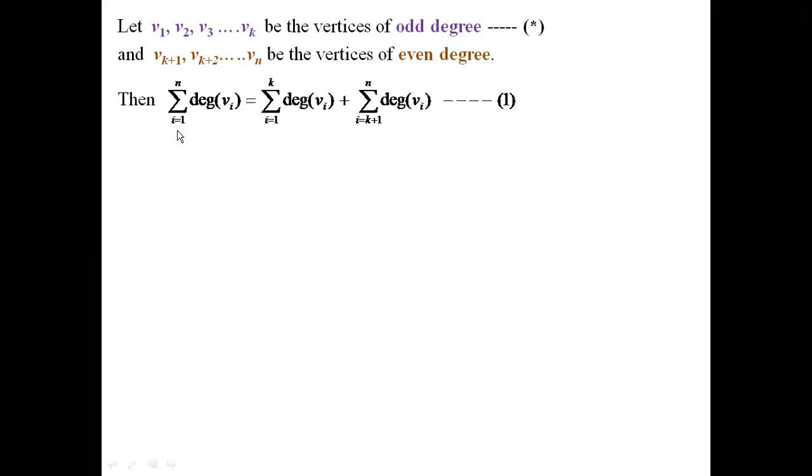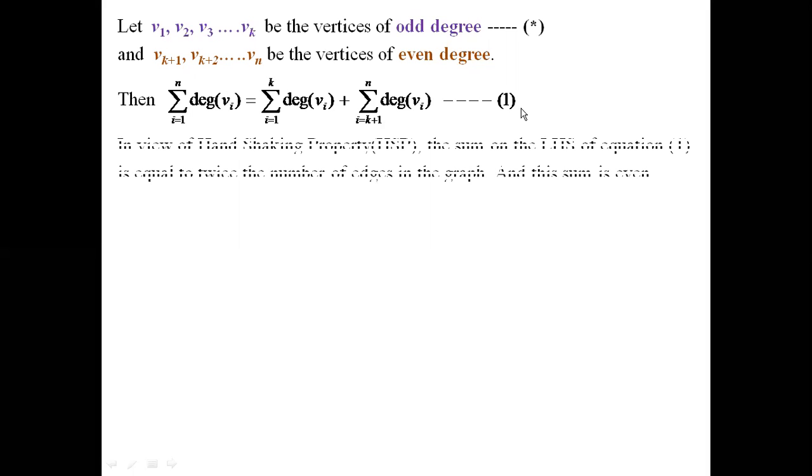Then the sum of the degrees of all the vertices is equal to the sum of odd degree vertices plus the sum of even degree vertices. So the left hand side was the sum of the degrees of all the vertices, and that is equal to, we have split into odd degree vertices plus even degree vertices. So we are taking the sum of all the odd degree vertices and even degree vertices. We call this expression 1.